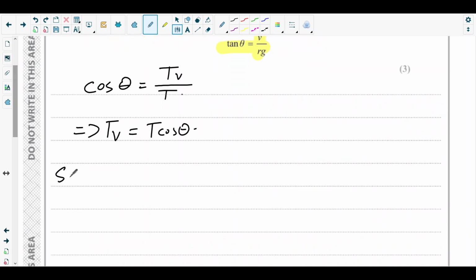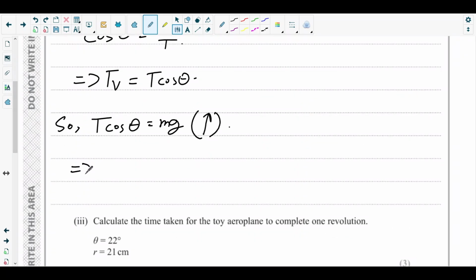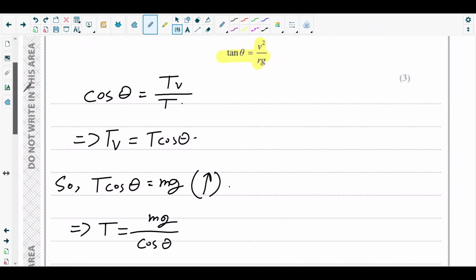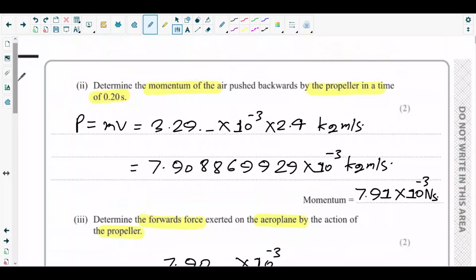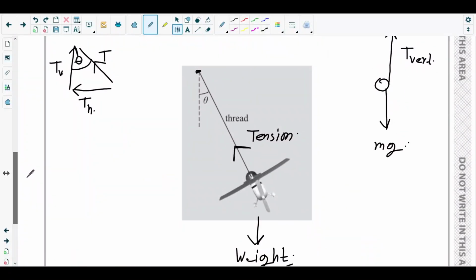Considering the forces vertically, T cos theta equals the weight mg. From there we can make T the subject, so T equals mg over cos theta. Done, we have considered the forces vertically. Now consider the forces horizontally. The only force acting on the aeroplane is the horizontal component of tension, and this is the only force providing the centripetal force.